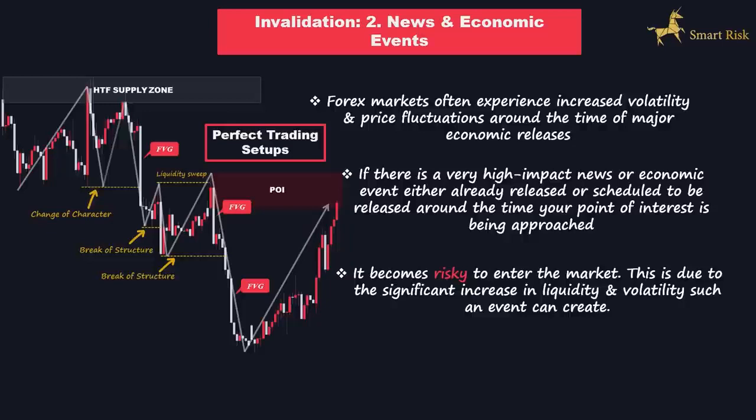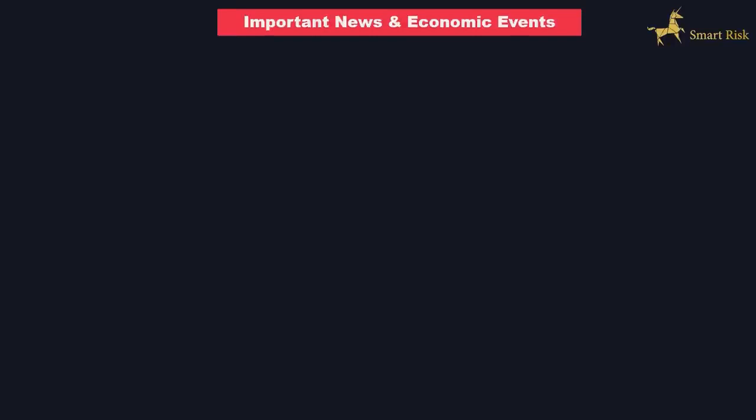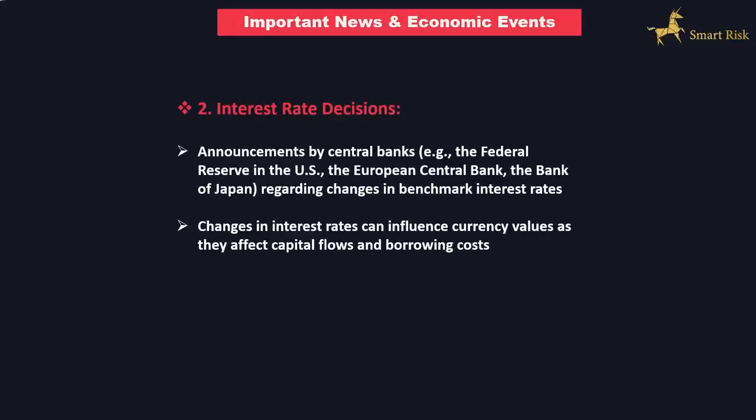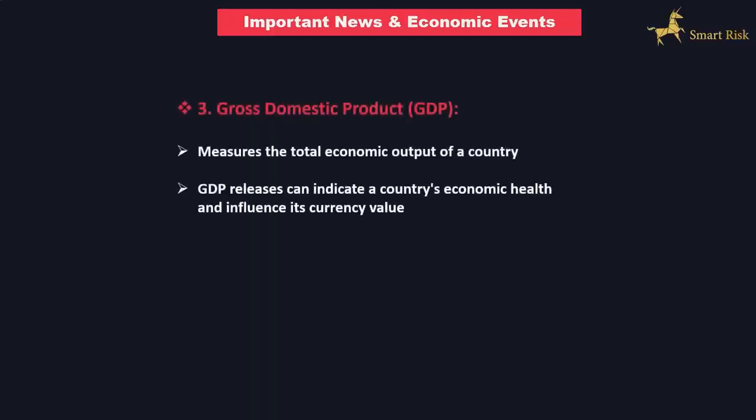Let's see some important economic news releases that can significantly impact the Forex market. First, we have the non-farm payrolls, NFP, published by the U.S. Bureau of Labor Statistics on the first Friday of each month. Measures changes in the number of employed people in the U.S. The second one is interest rate decisions, announcements by central banks regarding changes in benchmark interest rates. Changes in interest rates can influence currency values as they affect capital flows and borrowing costs. Number 3 is gross domestic product, GDP, measures the total economic output of a country. GDP releases can indicate a country's economic health and influence its currency value.